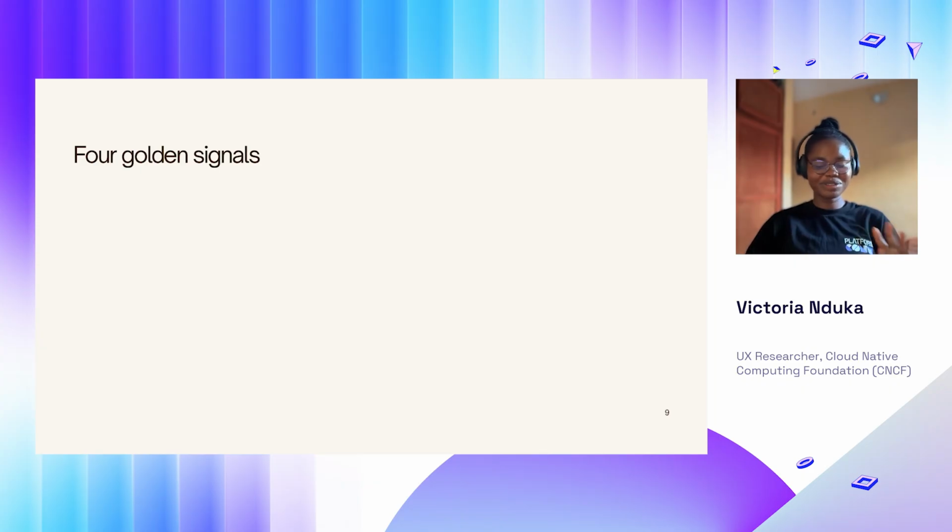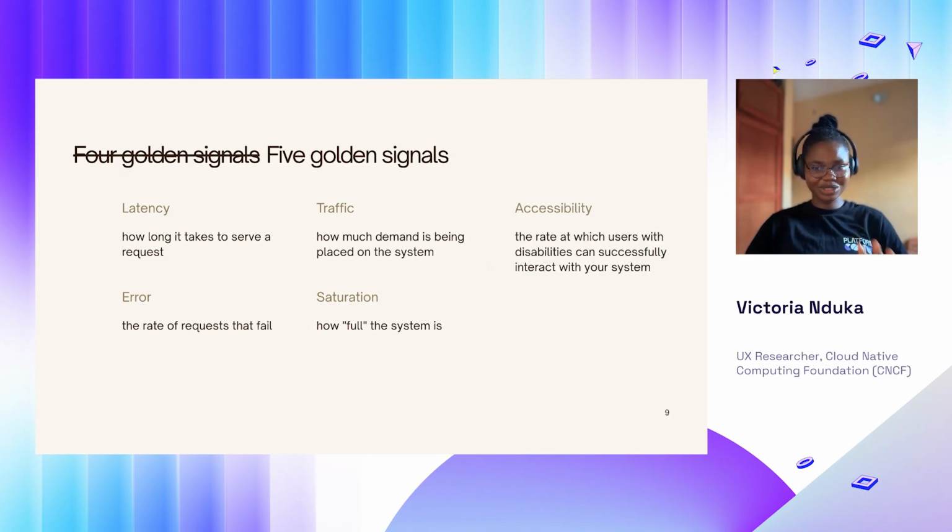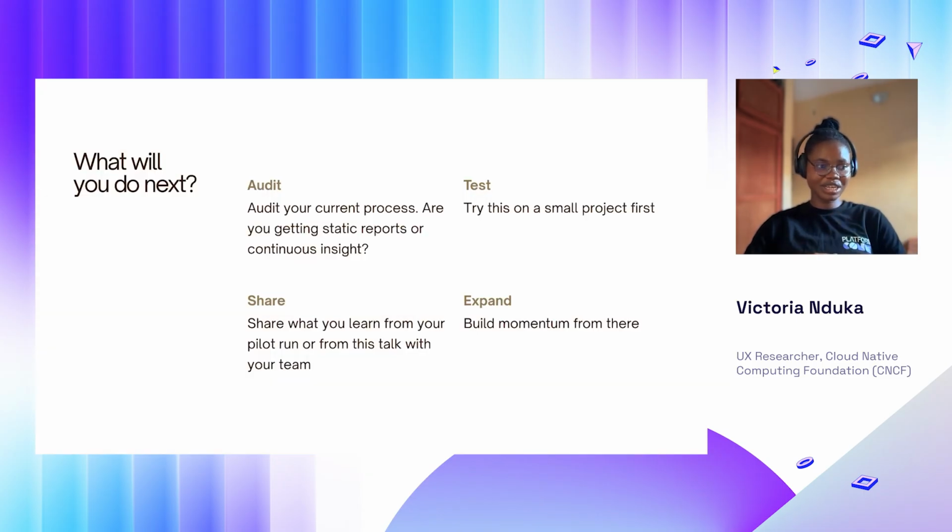Most SREs are familiar with the four golden signals: latency, error, traffic, saturation. But today I'd like to add one more signal to the mix, and that is accessibility. In this context, it will be the rate at which users with disabilities can successfully interact with our software or our systems. So as we go back to our organizations or go on to listen to the rest of the talk today, these are a few things that I'd like for us to keep in mind.